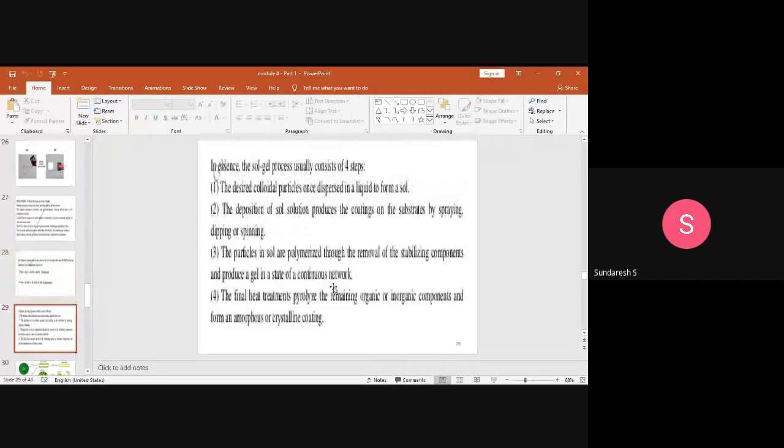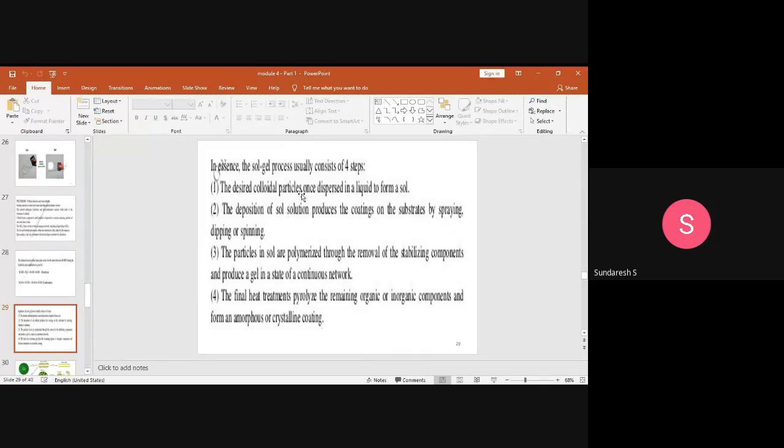In essence, the sol-gel process usually consists of four steps. First, the desired colloidal particles are dispersed in a liquid to form a sol. Second, deposition of the sol solution produces the coating on the substrate by spraying, dipping or spinning. Third, the particles in the sol are polymerized through the removal of stabilizing components and produce a gel in the state of a continuous network. Finally, the heat treatment pyrolyzes the remaining organic or inorganic components and forms an amorphous or crystalline coating.